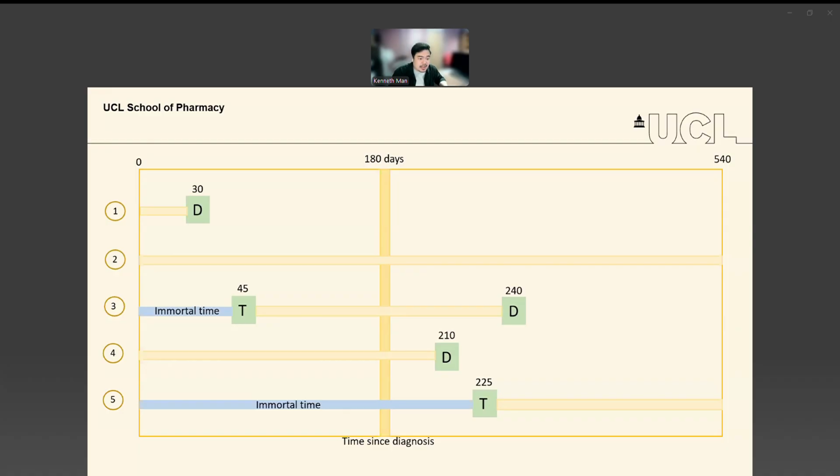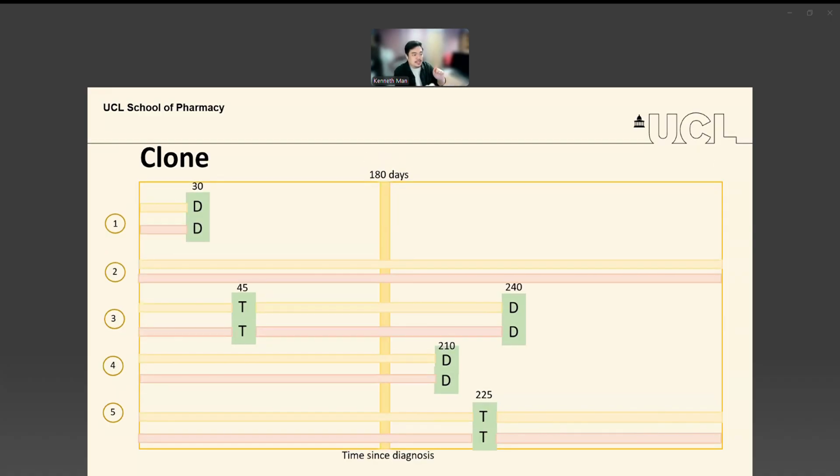Then I do the first step, cloning. I simply replicate all 5 patients with identically the same setting. The orange bar indicates treatment strategy A, that means treatment, as in the previous slides. And the red bar represents no treatment. So I simply replicate these 5 patients into 2 copies, and what happened to them is identical at this particular stage. So that's the cloning bit.